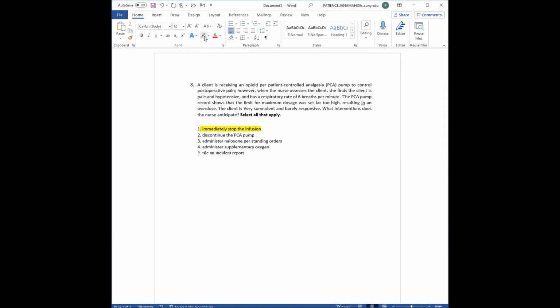Okay. So, Sister Pat, the difference between immediately stop the infusion and discontinue the PCA pump. Sister Pat, what is the meaning of PCA? It's in the question. Read the first sentence. Oh. Yeah. Patient control analgesia. Okay. Maybe if you mention it, you will get it right. It's patient-controlled analgesia pump. It's an infusion. They put the analgesic in the infusion and they hang it and they titrate it. They set it at a certain limit.